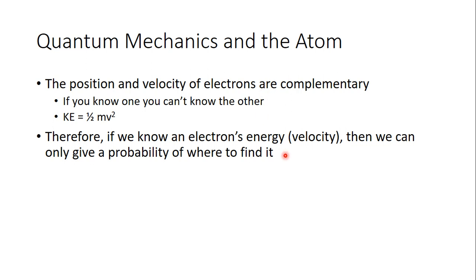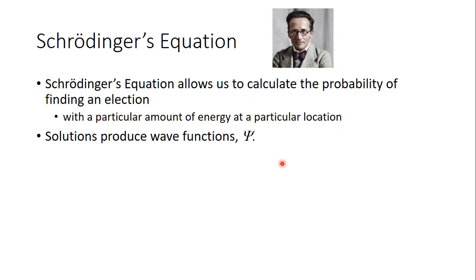So if we know the energy of an electron, and thus the velocity, because velocity is related to energy, then I can predict based on probability where the electron is, but I can't say for certain where it is. It's just some of those crazy statements that make up quantum mechanics. So let's look at the equation Schrödinger has to help us predict where we can find an electron based on the energy that electron has.